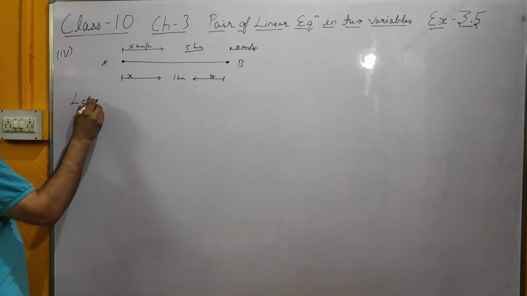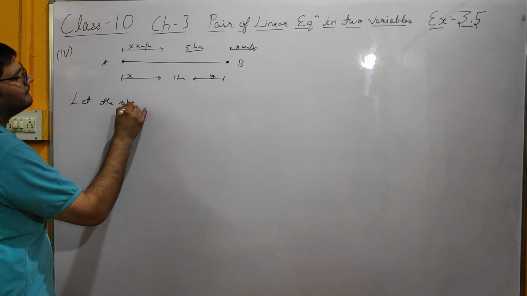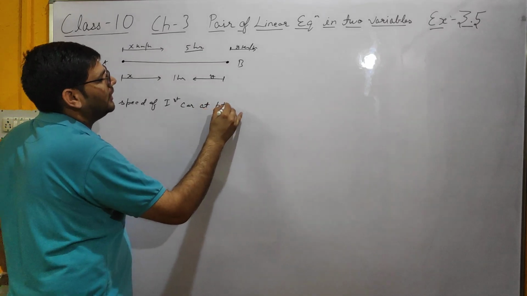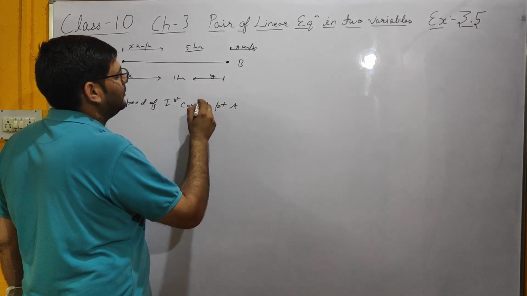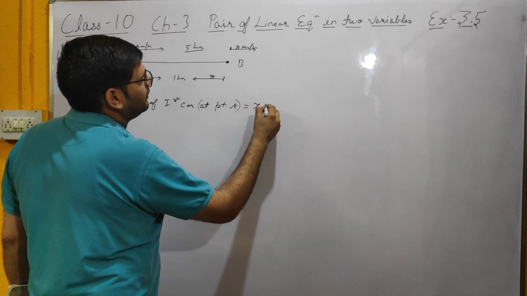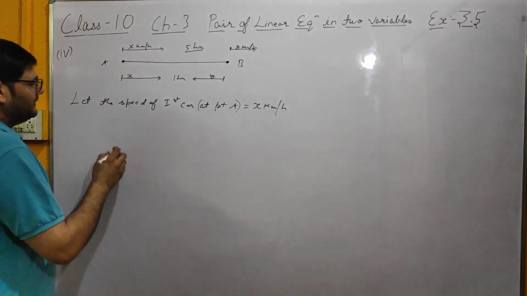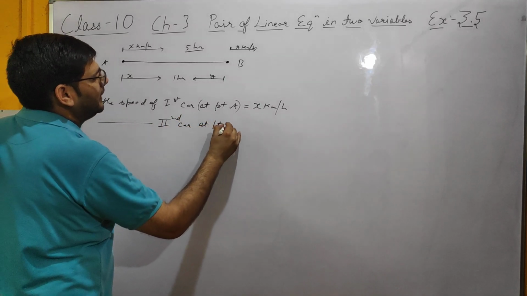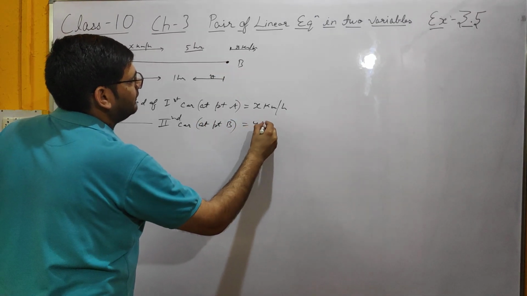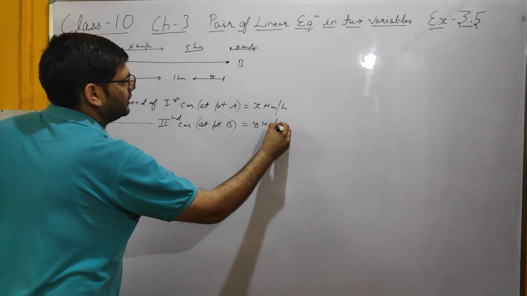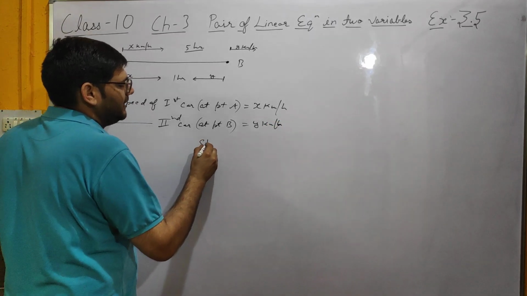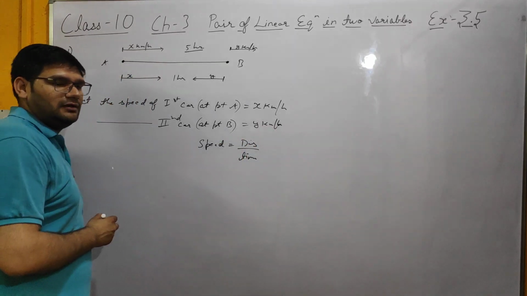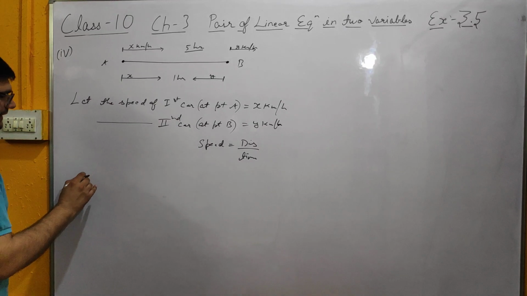We'll say let the speed of the first car, which is starting at point A, be x kilometer per hour. Then the speed of the second car, which is starting from point B, this point, will be y kilometer per hour. Alright, now we know that speed equals distance upon time. We know this formula. Okay, so we'll discuss the cases.